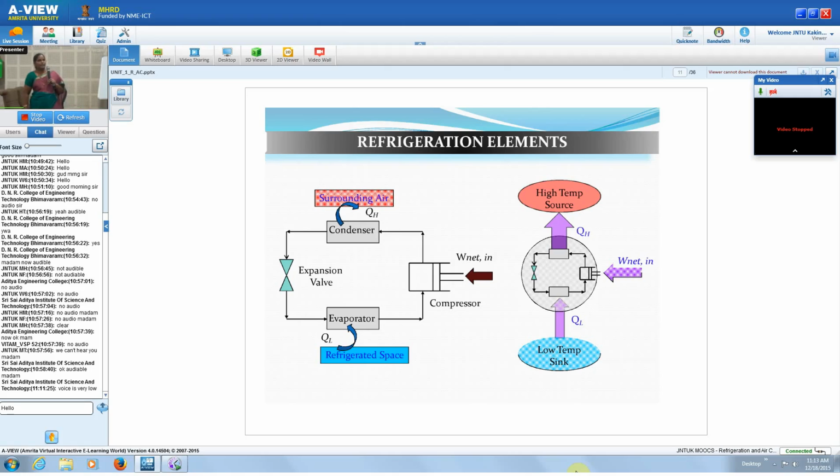And while condensing, the heat given out will be QH. While the refrigerant goes into the space to be cooled or refrigerated, some heat is taken away from that space, so that is QL.